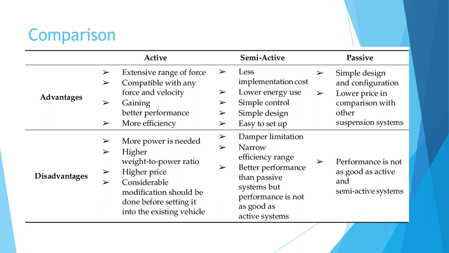Now comes the passive suspension. The advantages of passive suspension are that it has a simple design and the same configuration, and a lower price in comparison with the other kinds of suspension system. Now comes the disadvantage of passive: the performance is not as good as the fully active and the semi-active suspension. So students, this is the comparison of the fully active suspension system, semi-active suspension system, and the passive suspension system.